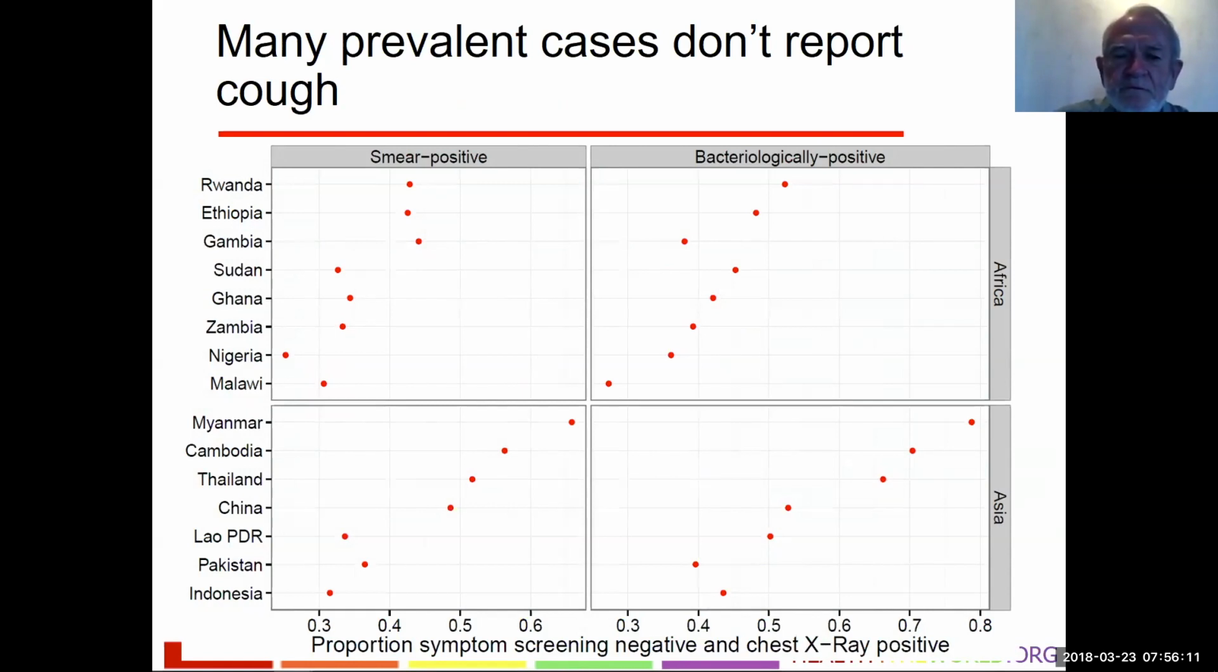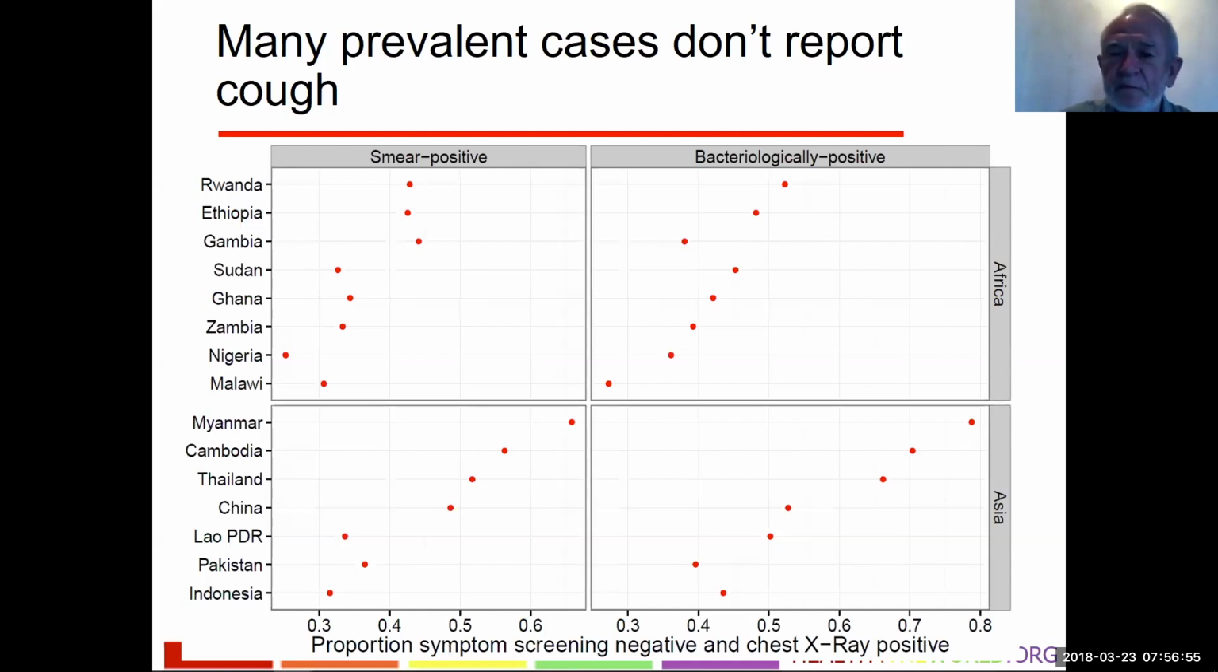What you see on the x-axis is the proportion of persons who had radiographic abnormalities and bacteriologically proven tuberculosis who had no cough. And you see here that there are very few situations, very few countries, very few surveys in which fewer than 20% had no cough. So a substantial number of the patients who were proven to have tuberculosis in these surveys did not have cough on closed questioning.